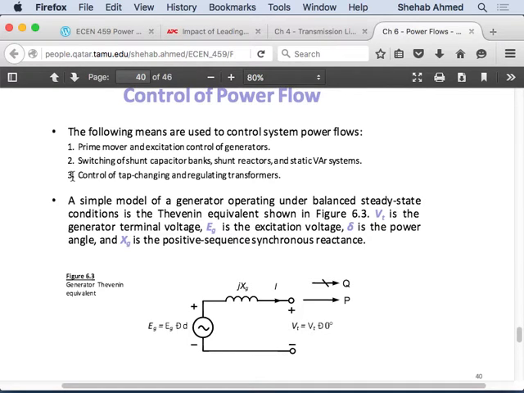So what else do I need to do to my generator? How else do I control my generator? This is one way I control real power. How do I control reactive power from the generator then? We said real power and angle. We said reactive power and voltage. So I need to control my generator's voltage. How do I control it?